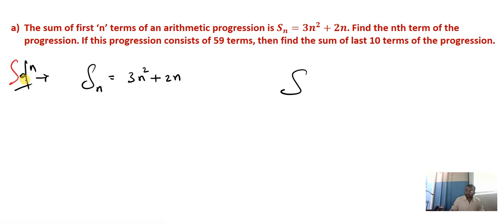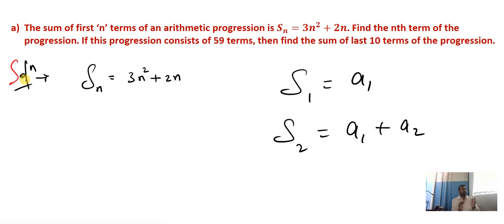What is the meaning of sum of first term? If you take only the first term, that is the sum of first term. What is the meaning of sum of two terms? If you add the first term and second term, that is the sum of two terms. Sum is what? Addition. Addition of both the terms is called the sum of the terms.